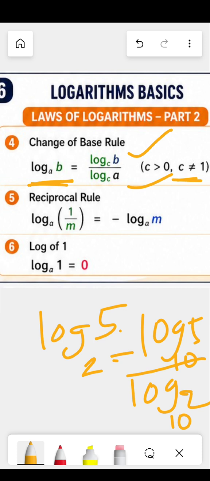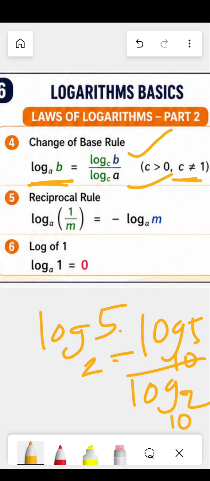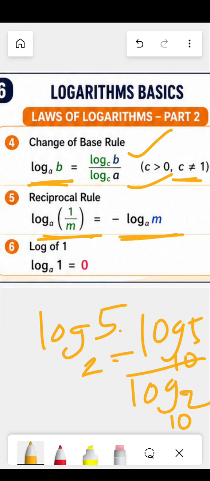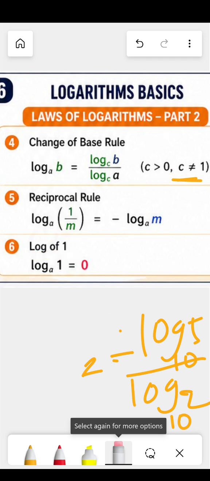Next, reciprocal rule. The reciprocal rule is log 1 by m is equal to minus log m. Next, log 1. As we know already, log 1 for any base the value is 0.